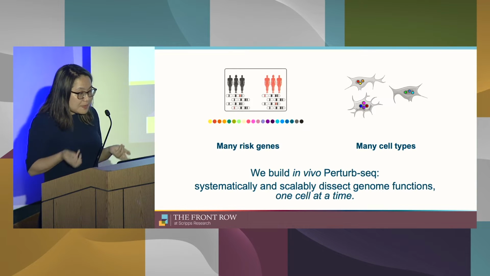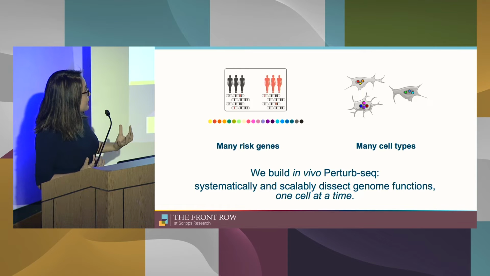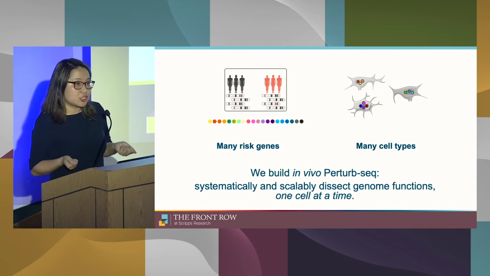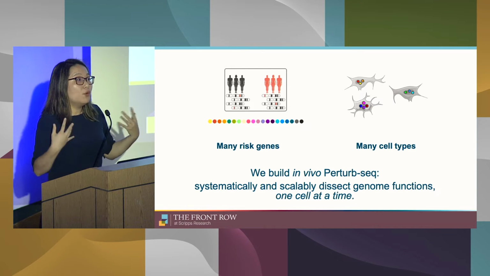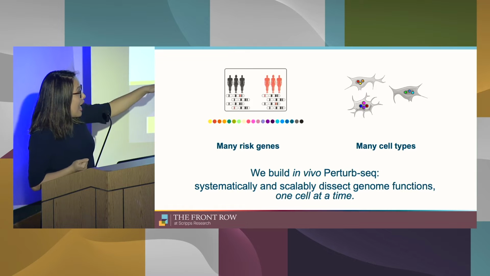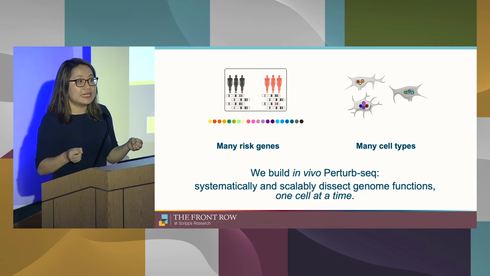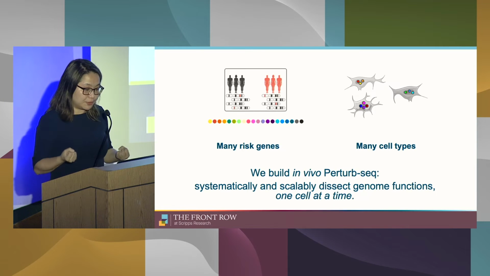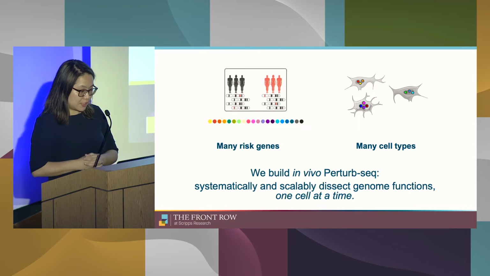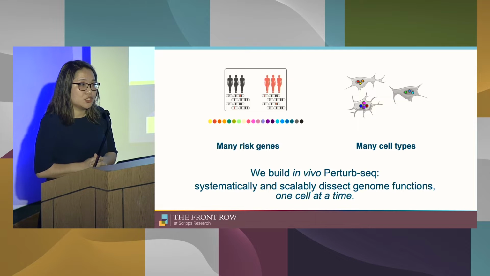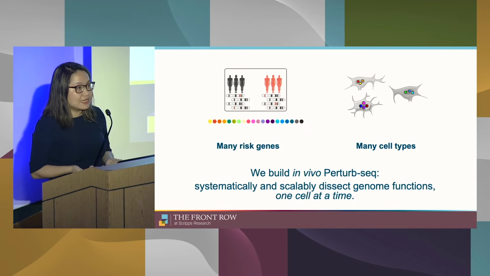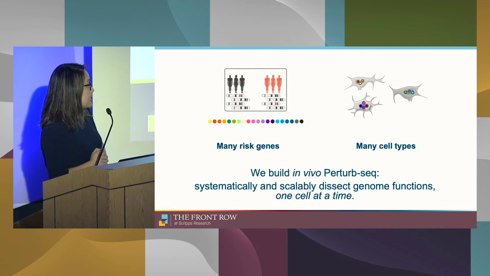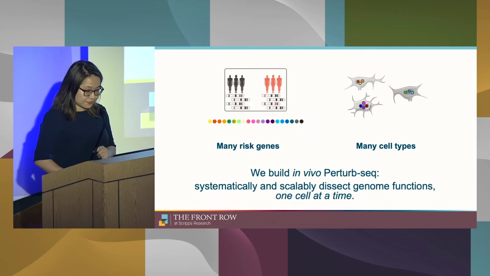So how are we able to do this rather quickly, to not focus on one or two risk genes, but take a systematic approach to take a long list of genes, but also, on the right hand, use a high-resolution readout to interpret, in each distinct cell type, how each gene is actually playing its role in function and dysfunction? We built this technology called in vivo Perturb-seq that allows us to scalably and systematically dissect genome function, but with high cellular resolution.